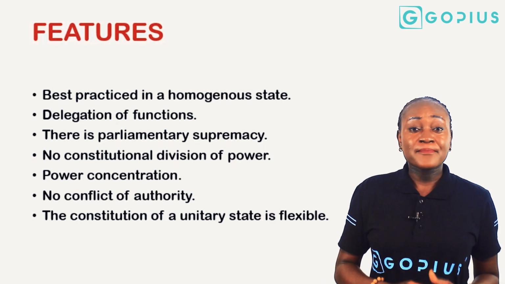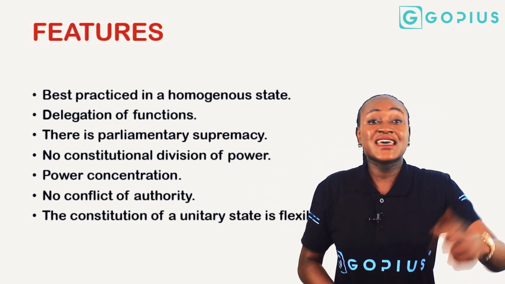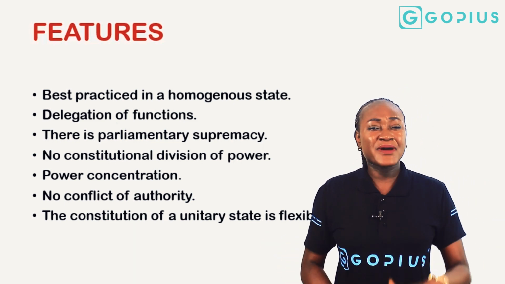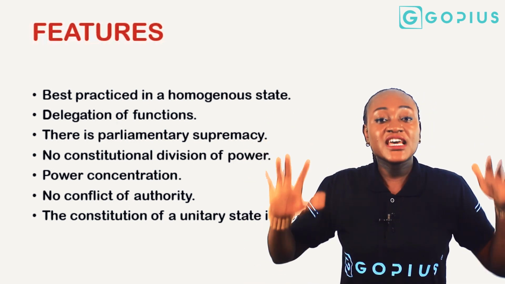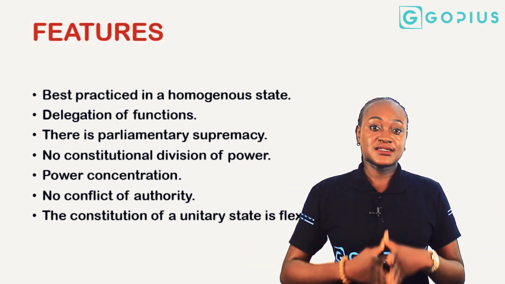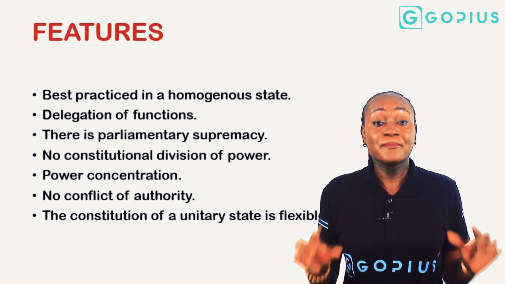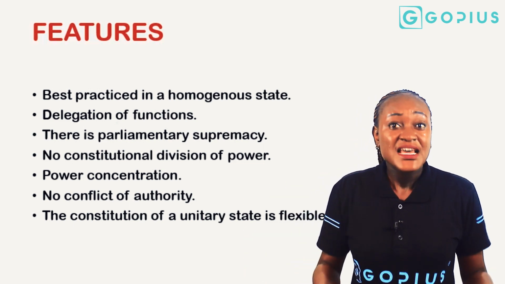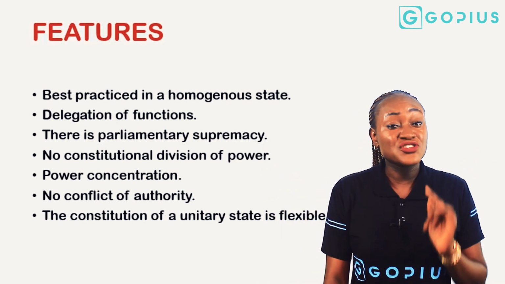And in this system, there's a central government, but power or authority can be delegated, all right? And there is parliamentary supremacy. By that I mean the parliament is the supreme body in the country. It's even above the constitution of the government. Now, there is no constitutional division of power. Power is centralized, and of course there is no conflict of authority, and the constitution of a unitary state is flexible. It is not rigid.